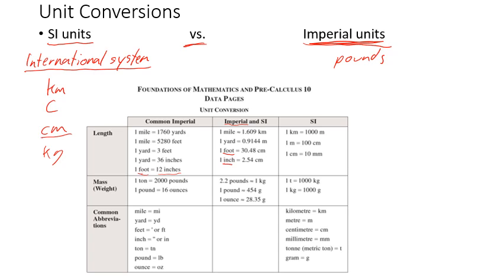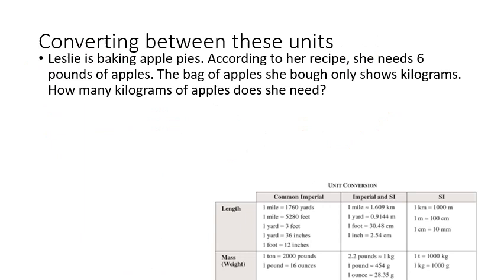Anyways, hopefully you have your data booklet in front of you. And we have it onto this page right here, which all talks about SI units and some imperial units and how to convert between these two. So we're going to jump into our first example right here, and that is converting between these two units. If you look at your notes that I've uploaded to Microsoft Teams, you should find these examples in there as well, so you could follow along with what I'm doing up in this PowerPoint.